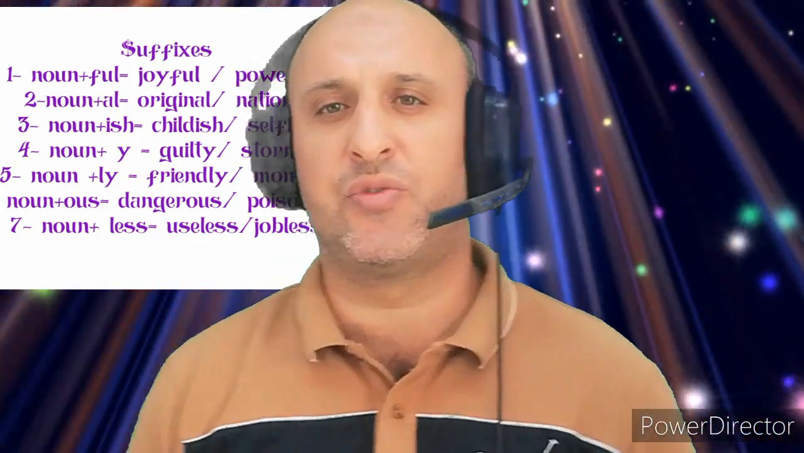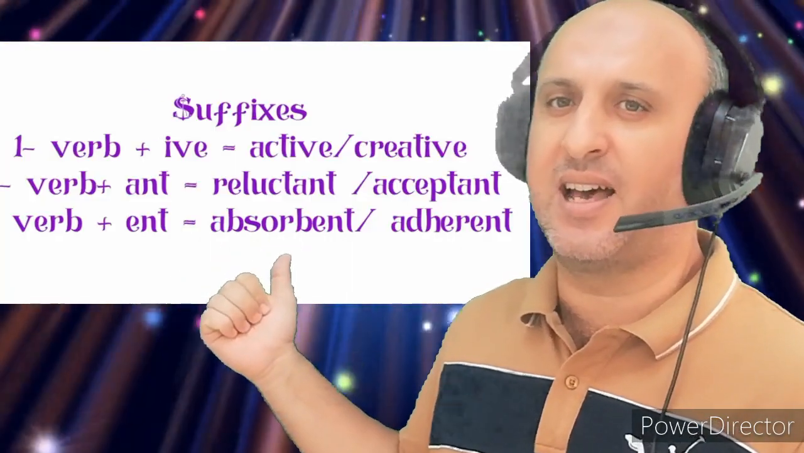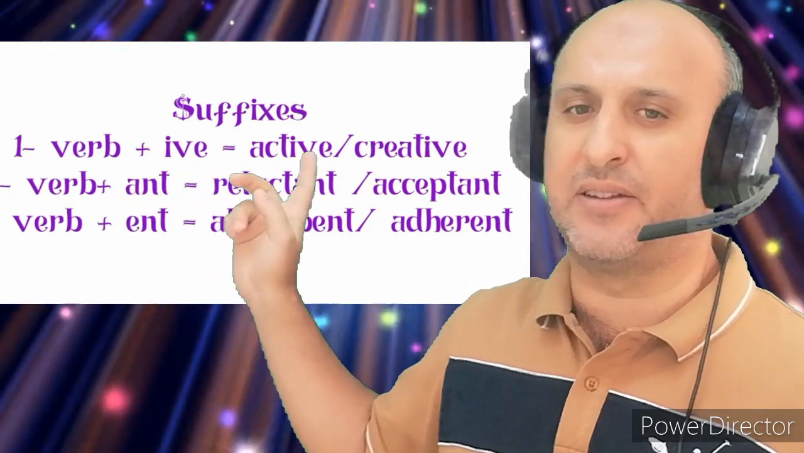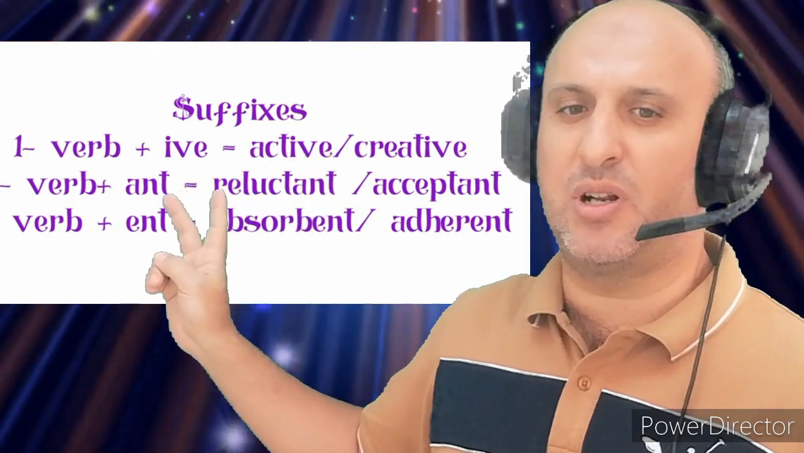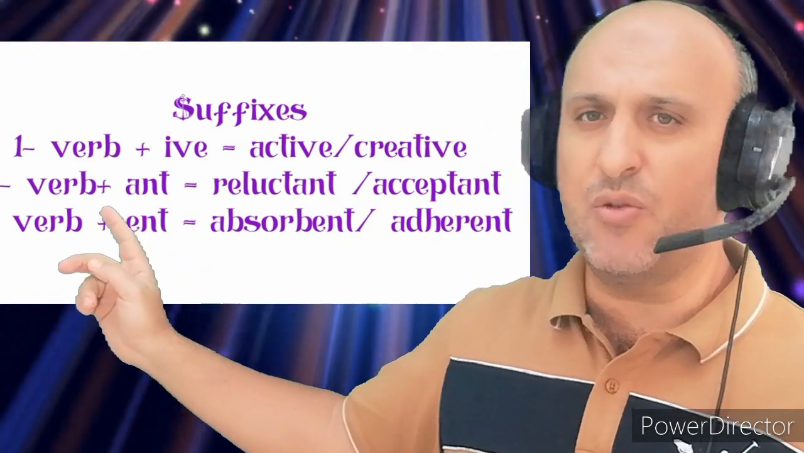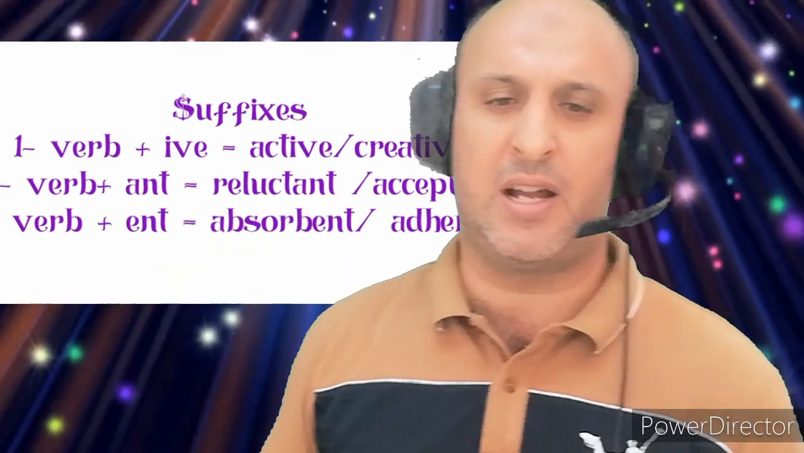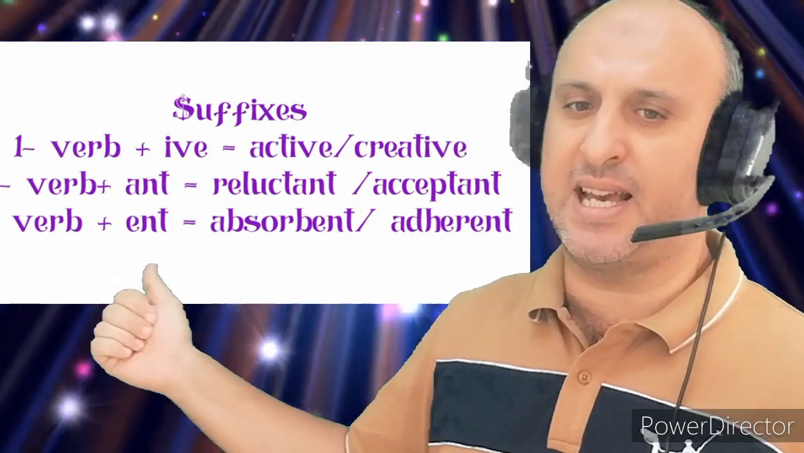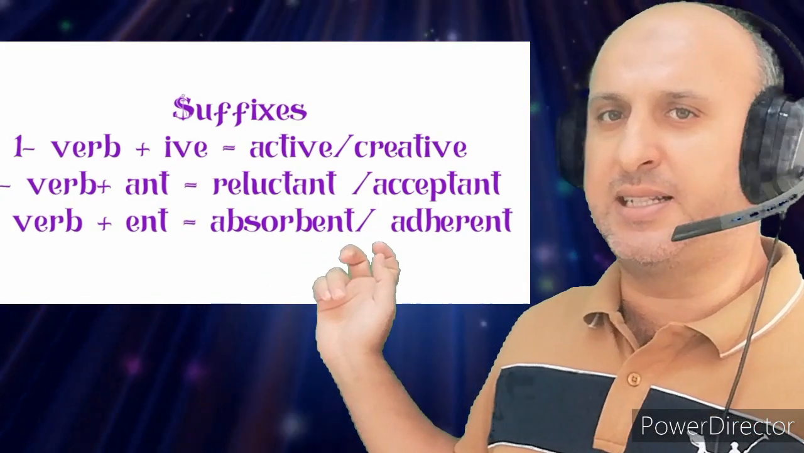Now we are going to move to another type of root which is a verb. So a verb plus the suffix ive. The first example, act, active. Also we have create, creative. The second example, we have the verb plus the suffix ant, a-n-t. So we have reluctant and we have acceptant. Finally, we have a verb plus ent: absorb, absorbent, and adhere, adherent. Good.